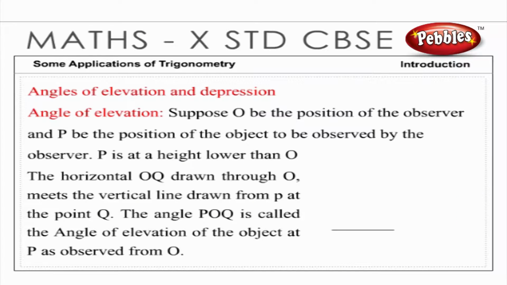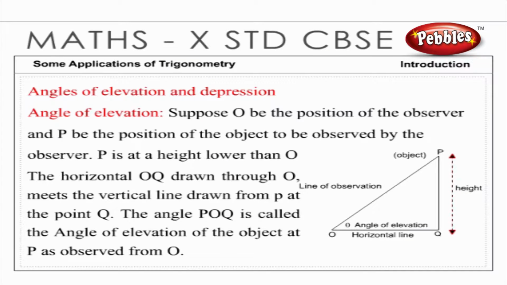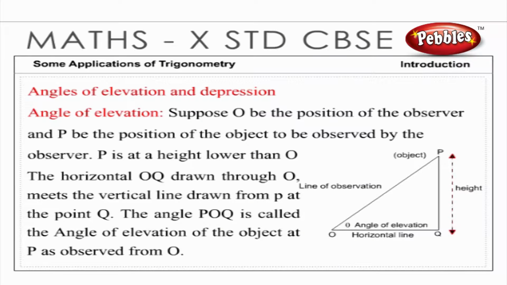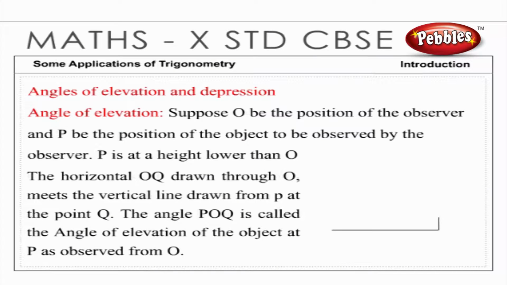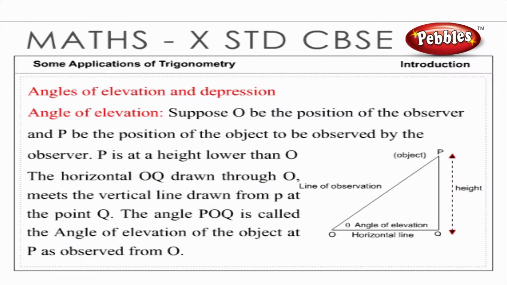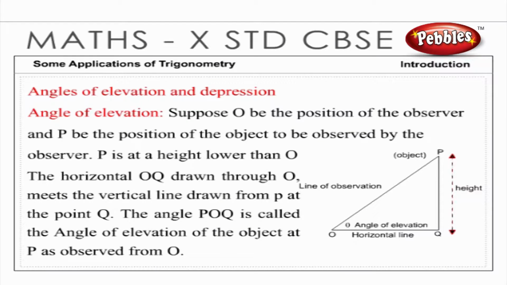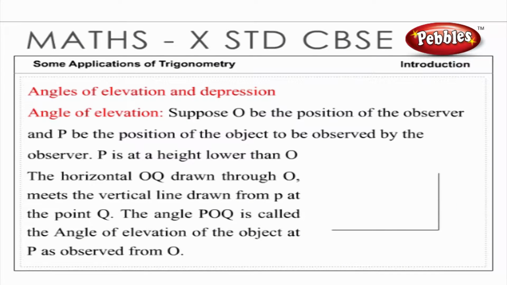Angle of elevation. Suppose O is the position of the observer and P is the position of the object to be observed by the observer. P is at a height lower than O. The horizontal OQ drawn through O meets the vertical line drawn from P at the point Q. The angle POQ is called the angle of elevation of the object at P as observed from O.